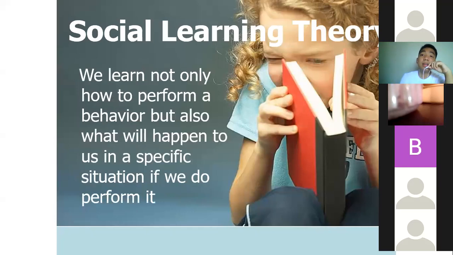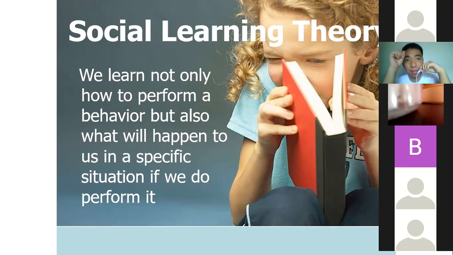Now, in social learning theory, we learn not only how to perform a behavior, but also what will happen to us in a specific situation if we do perform it. Right? So the social learning theory says that when you observe, you do not necessarily imitate what you observe, but at the same time, you know what will happen to you if you do it.